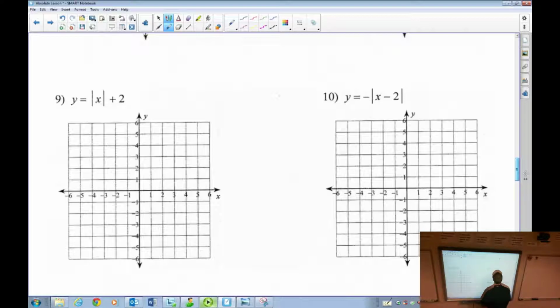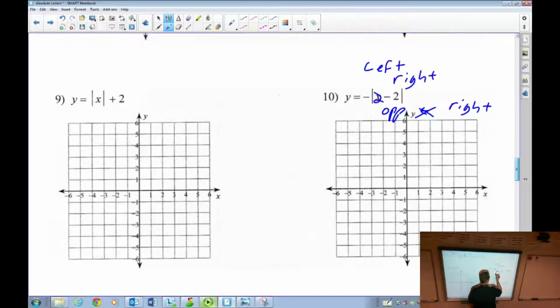This one looks kind of tricky. Number 10, maybe. So this is saying, do I go right or do I go left? Because it's inside. Well, it's the opposite, right? So if I'm thinking -2, it's actually not. That means go to the right, because we need a +2 to make it 0. So +2 is my origin. And then this is just telling me to go down. So hopefully that helped you.